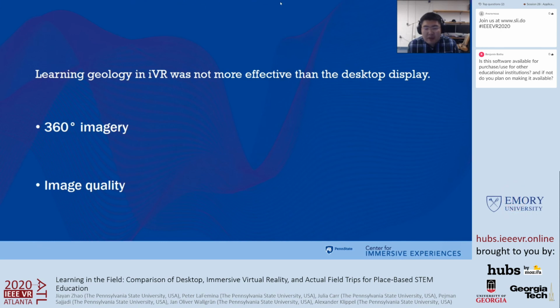In fact, we built both types of virtual field trips using the highest possible resolution in the Unity settings. But interestingly, participants who had experienced both virtual field trips in our pilot study indicated that 360-degree images rendered on the desktop display appeared to have higher resolution than on the Vive Pro HMD, which may potentially compromise the advantage of IVR in learning geology.